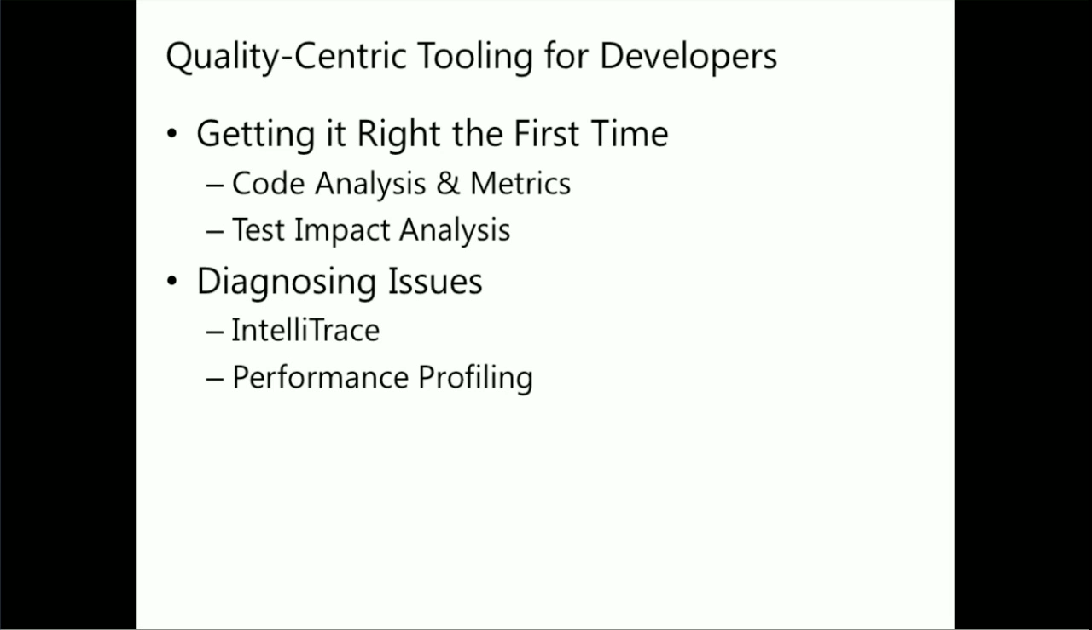So if you can get it better the first time, it reduces the number of iterations it takes to get the code to a production level, and it reduces the amount of overall time to market.